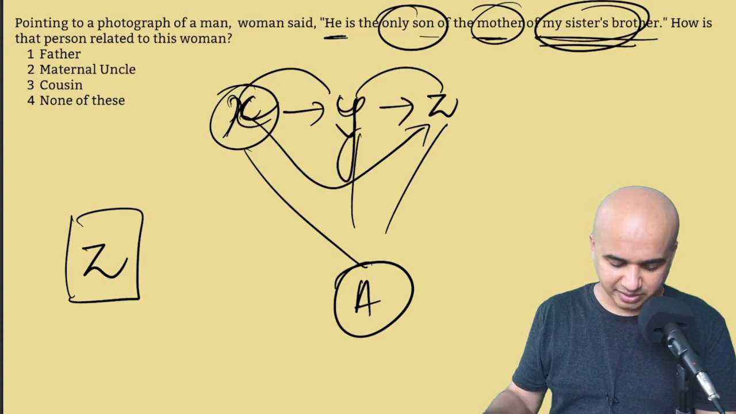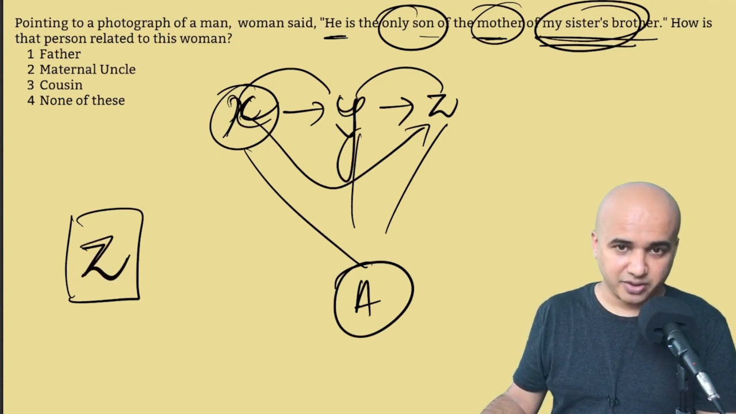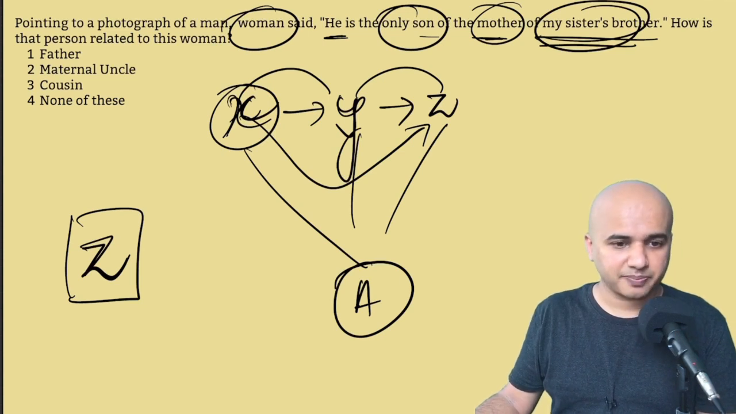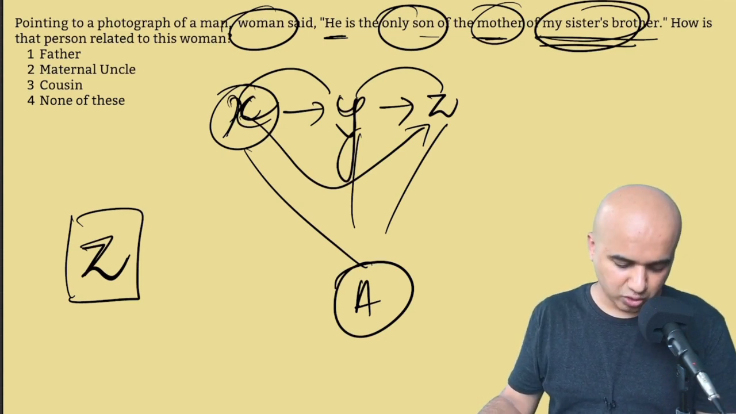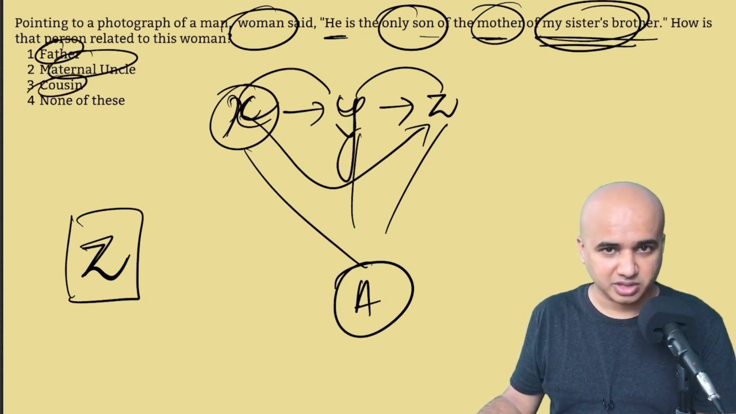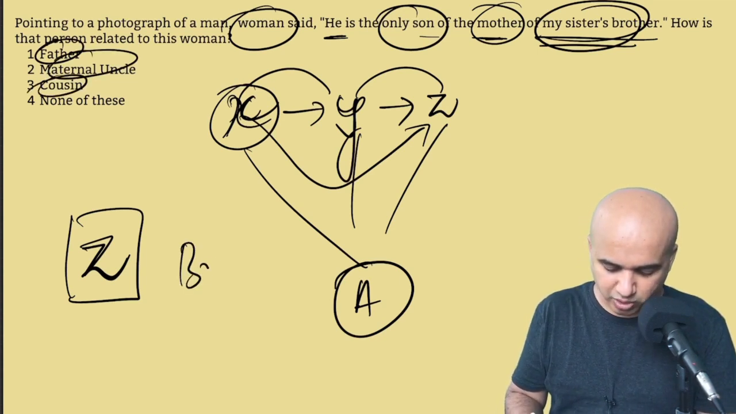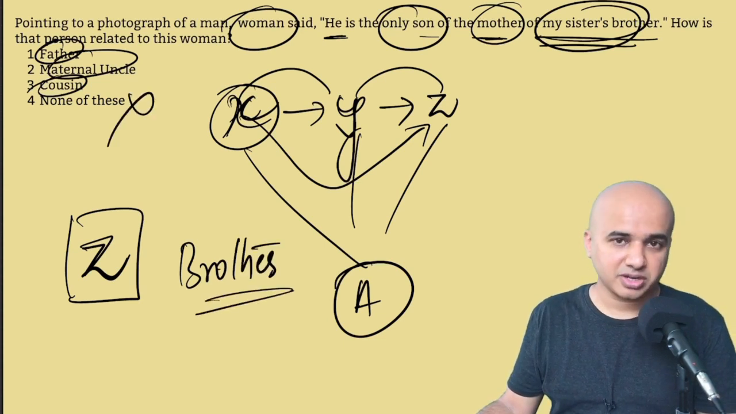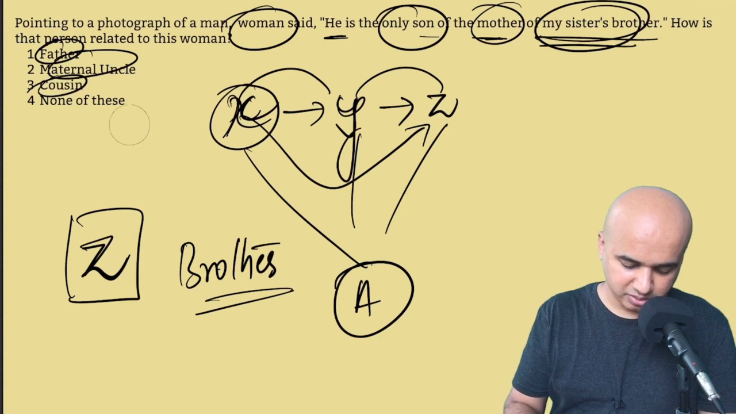So basically this person who is in the photograph is the brother of this woman who is actually making this statement. Now let us look at the choices. What do we have? Father, maternal uncle, cousin. Obviously none of these options are right because the correct answer would have been brother. So therefore select the option none of these. In fact that is the right option.